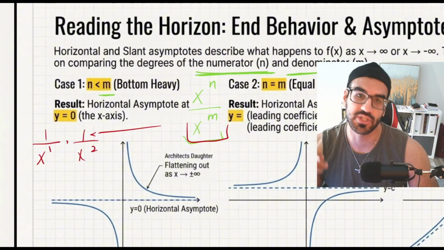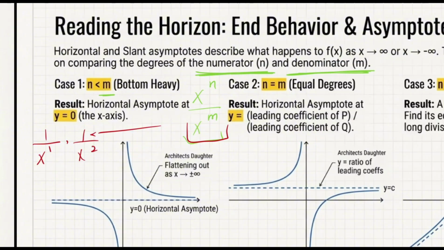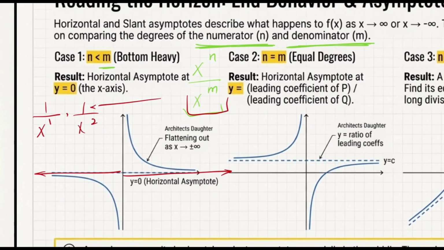Not only in the positive section, but also in the negative section. So if I increase x, it is going to be 0. If I decrease x, it is going to be 0 again.